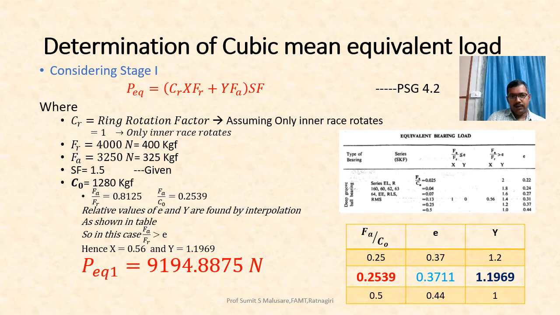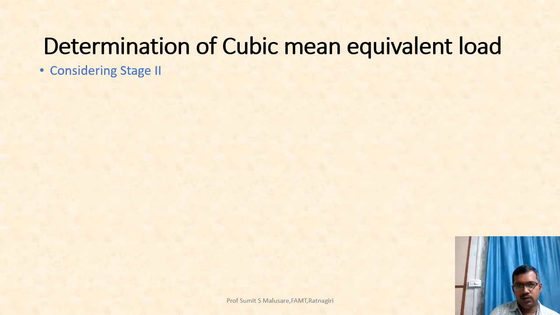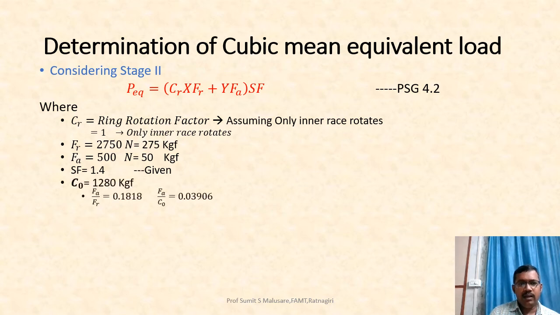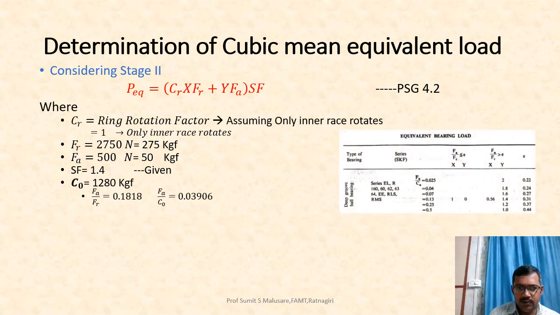So I got the value of P equivalent 1 as 9194.8875 newtons. Fine. Similarly, I have to go for stage 2, or gear 2. Stage 2, again the same formula, FR 2750 newtons, FA 500 newtons. Okay, then C0 is equal to 1280. So FA by FR is 0.1818 and FA by C0 is 0.03906.